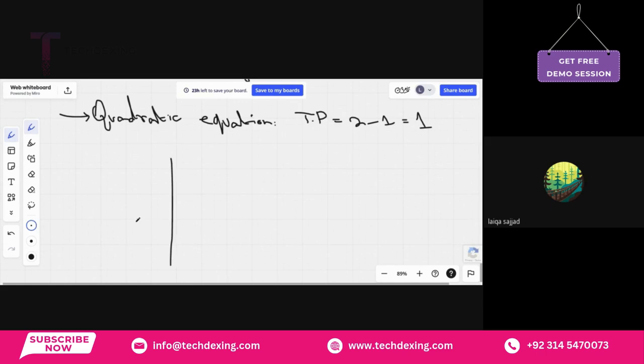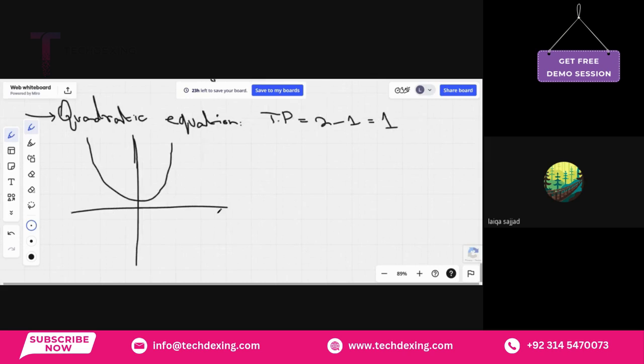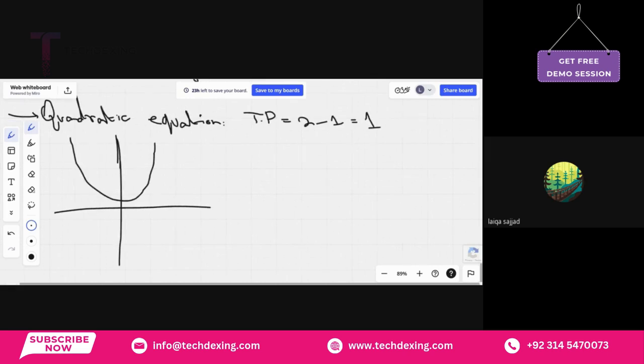So it can have a shape like this, or it can have a shape like this. And how do we know how they differ?